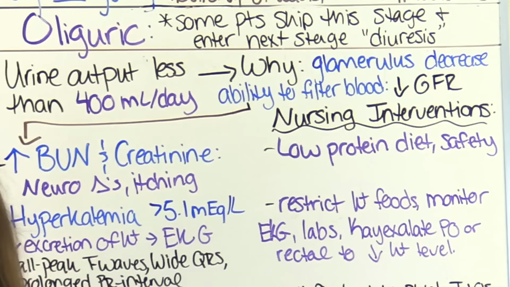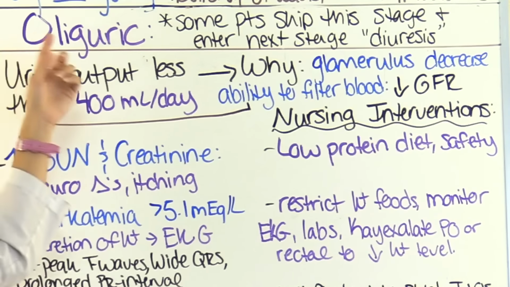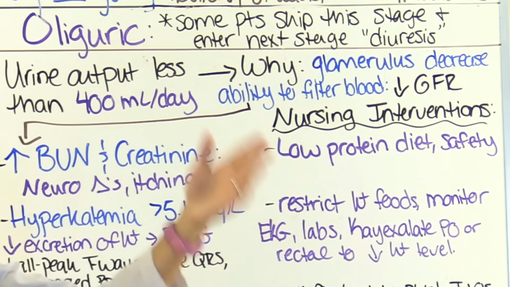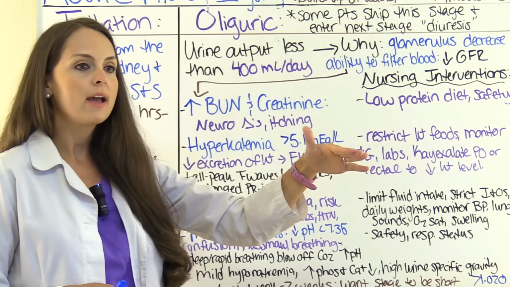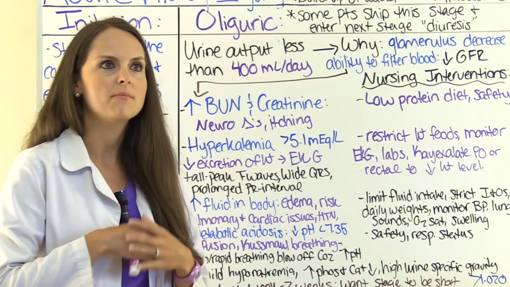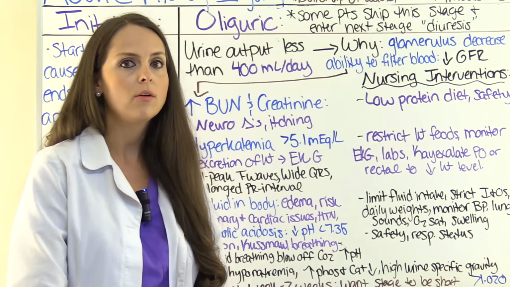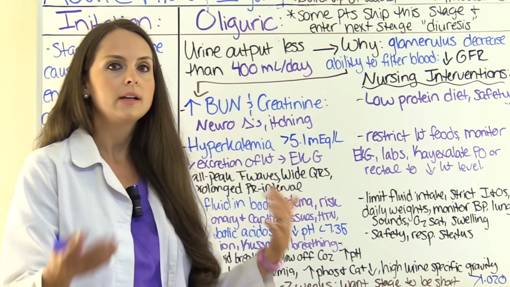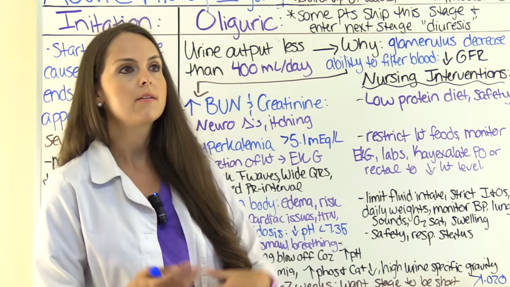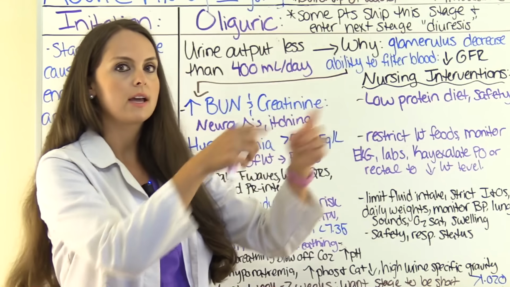Okay, now after the initiation phase, patients can go into what's called the oliguric phase. Now, it's important to note that some patients will actually skip this stage and enter into the next stage, the diuresis stage. So you may have a patient who has renal failure, the beginning stages of it, but they have a massive amount of urinary output and they're not putting out a low amount of urine that you would expect. So they may have skipped this stage and went to the next stage.